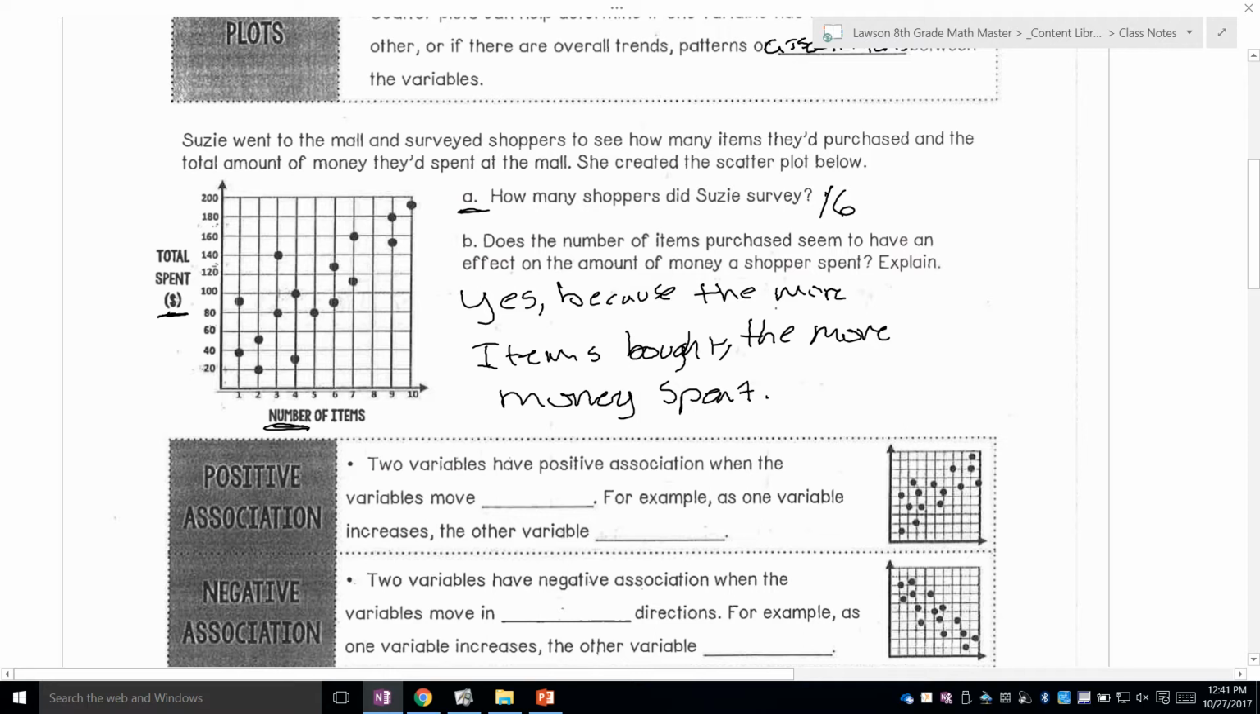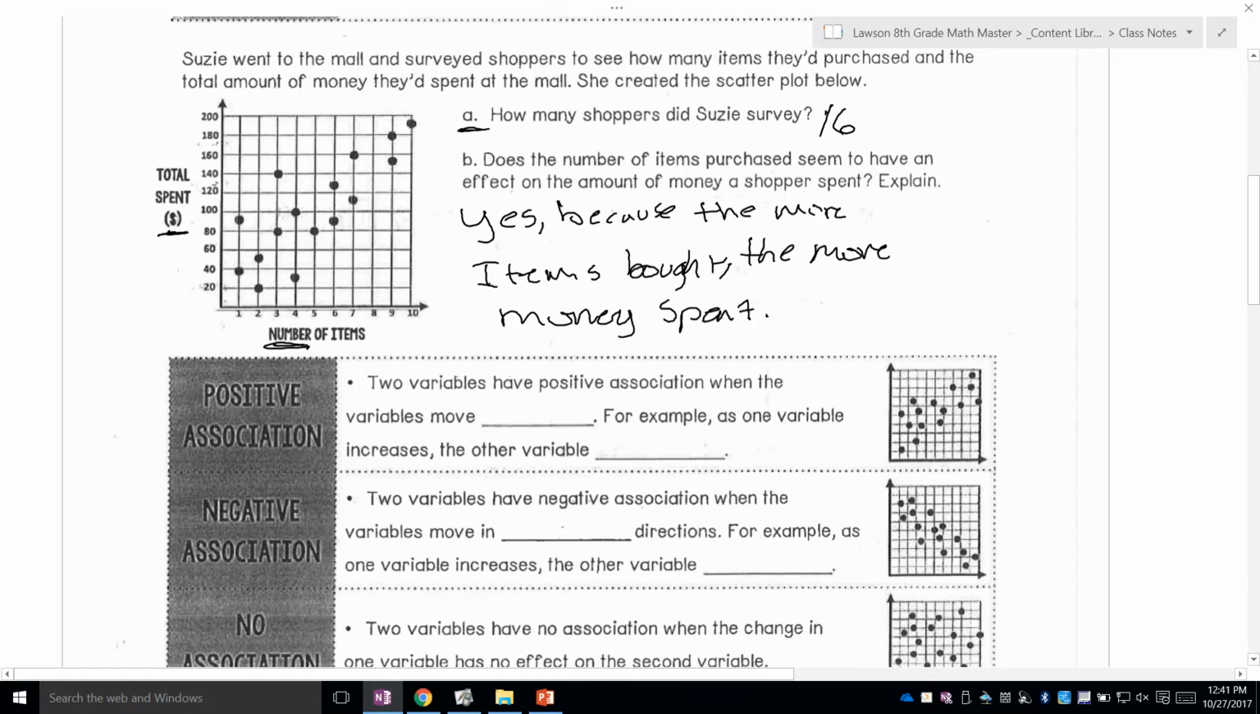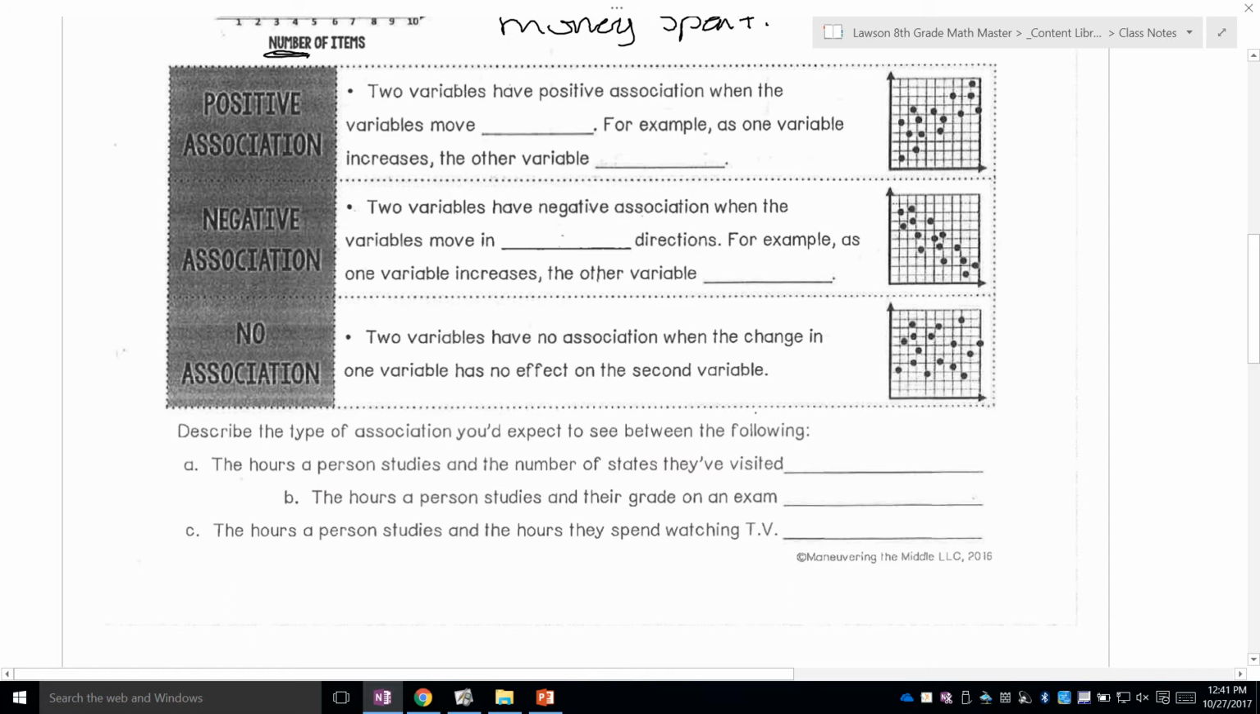So we're going to talk about positive associations, negative associations, and no associations. Okay, and that's going to look very similar to when we were talking about slope. So when we're talking about positive associations, it says two variables have positive association when the variables move together. So here in this blank, we're going to write together. For example, as one variable increases, the other variable also increases.